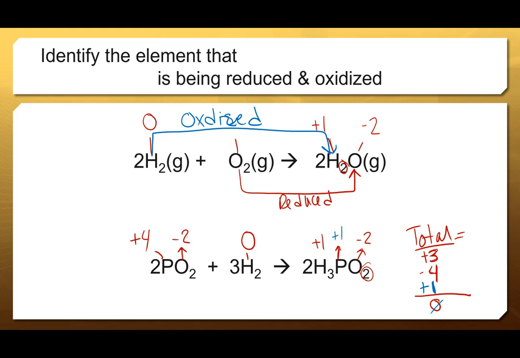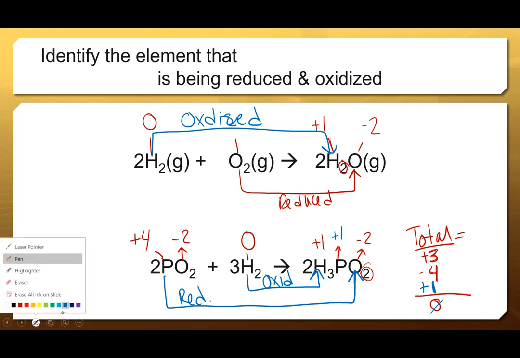So oxygen went from a -2 to a -2, so he did not gain or lose any electrons. So he's just kind of spectating in this case. Hydrogen went from 0 to positive 1. So that number went up, so he must have lost electrons. So this is going to be our oxidation. Phosphorus went from positive 4 to negative 2. So that number went way down. So he must have gained lots and lots of electrons during this chemical reaction. So that's going to be our reduction.